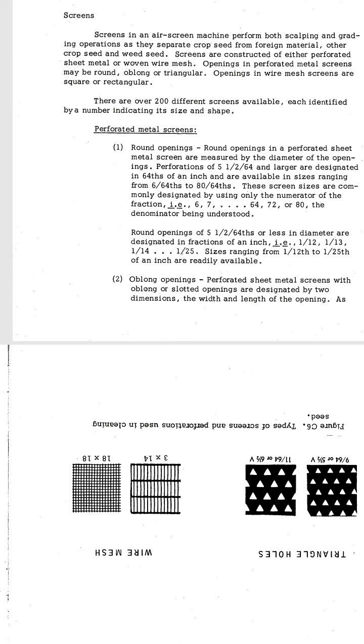Okay, as they separate crop seed from the contaminants, the seed screens are constructed of either perforated sheet metal or woven wire mesh.